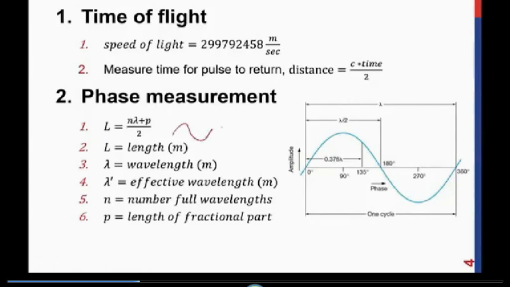Okay, so if you know the number of wavelengths and if there is any partial or fractional wavelength, and if you can measure the length of that fractional wavelength, this part is the fractional wavelength. So if you can measure the length of the fractional wavelength, you can measure the distance, the length between first point to last point, that is the length between 2 points.